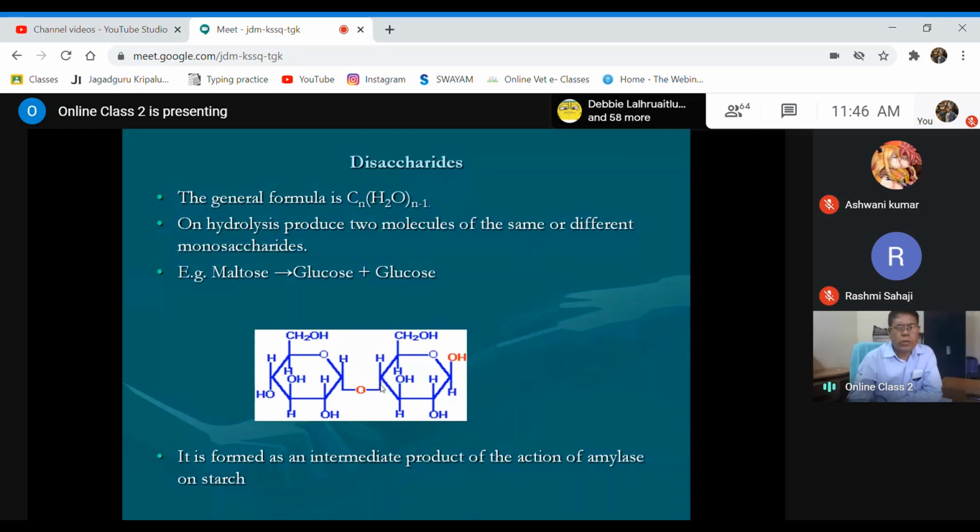So these two carbons, carbon number 1 of the first residue and carbon number 4 of the second residue, are linked together through this oxygen. This is the linkage. It is between the OH group attached to the anomeric carbon and another hydroxyl group of another sugar. So that means it is a glycosidic linkage.